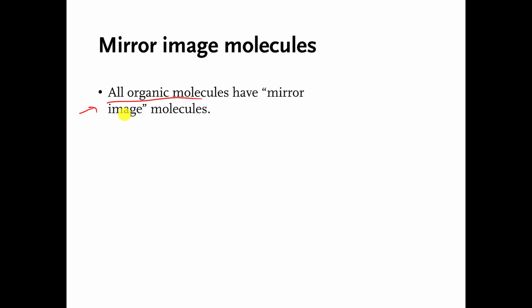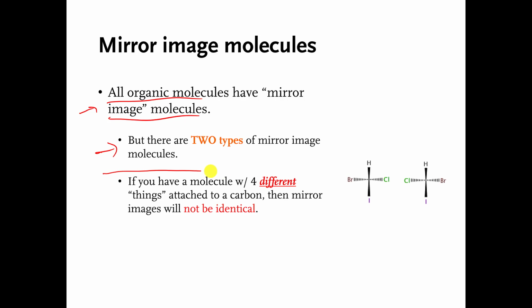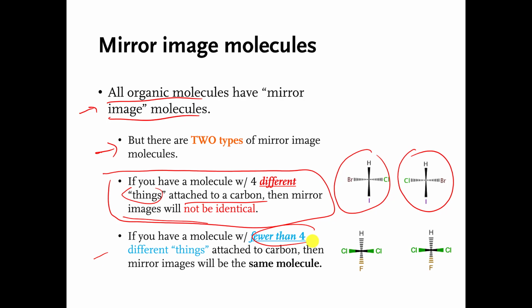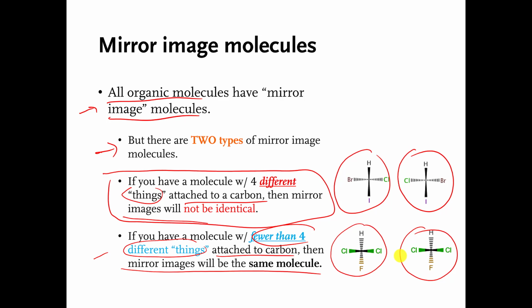All organic molecules have mirror images, but there are two kinds of mirror image molecules. If you have a molecule with 4 different things attached to a central carbon, then the mirror images will not be identical. These molecules are non-identical mirror images. They are stereoisomers. If you have a molecule with fewer than 4 different things attached to the central carbon, then the mirror images will be identical. So these two molecules are mirror images, but they are not stereoisomers because they are the same molecule.